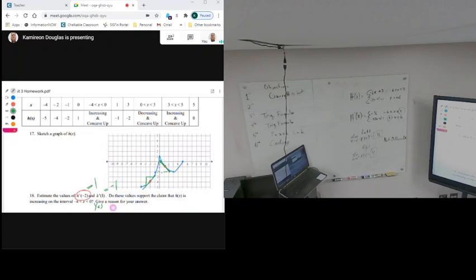I believe 19 asks about, does it support the claim that it's decreasing? Is that correct? I think so. This is a nice, nasty, dirty little trick you can use if it asks you to estimate: just draw the tangent line, because the tangent line is an estimation of the slopes.